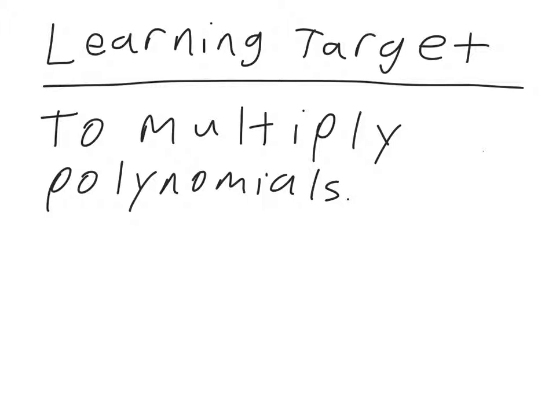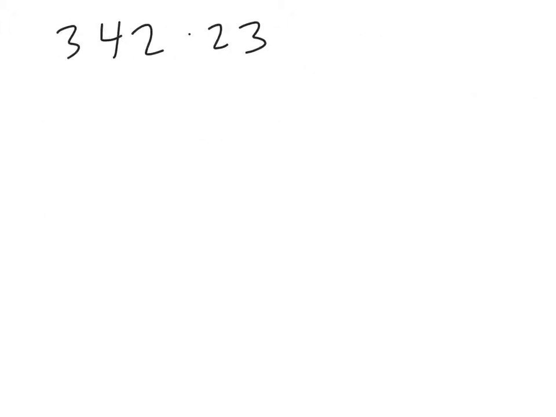Anyway, the learning target for today is to multiply polynomials. So we just learned how to multiply monomials. Now we're going to use what we just learned and multiply polynomials with multiple terms. First, let's look at actual numbers. So here we have 342 times 23.